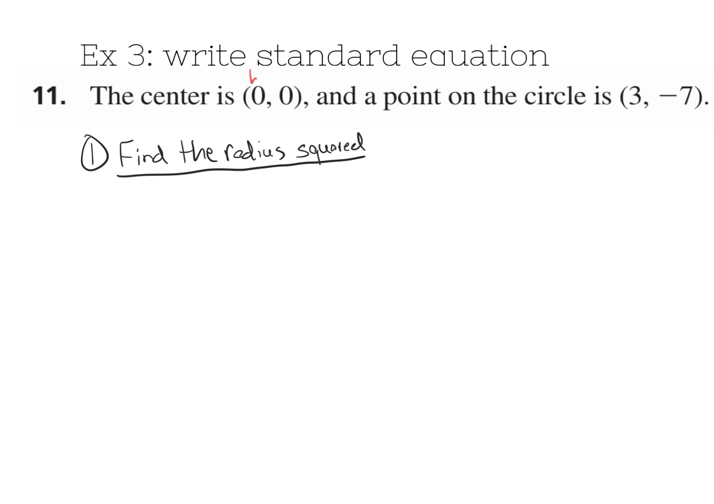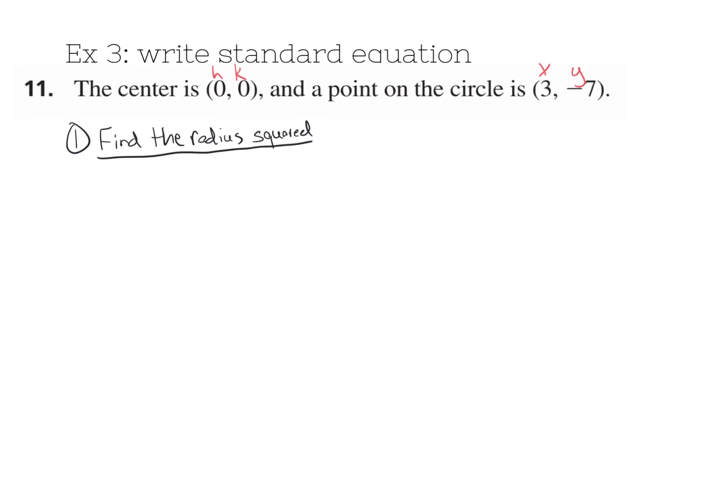So the center represents h and k. So the point on the circle represents x and y. So just so y'all can see, if I had a circle, the center would be right there, and they're saying that's (0, 0). And then the point on the circle is just a point literally on the edge of the circle. And they say it's (3, -7), so it'd probably be somewhere over here. So this is what they've given me right now. And they said write the standard equation. So I need to find the radius.